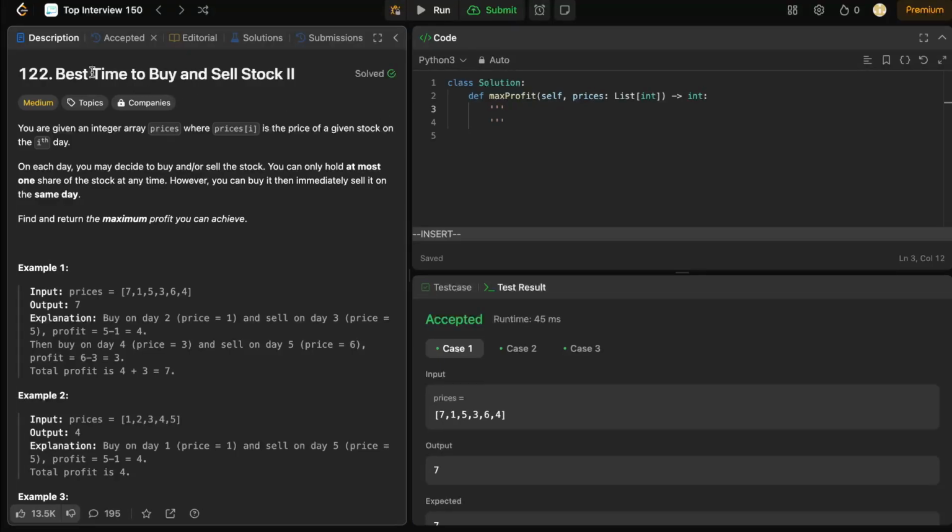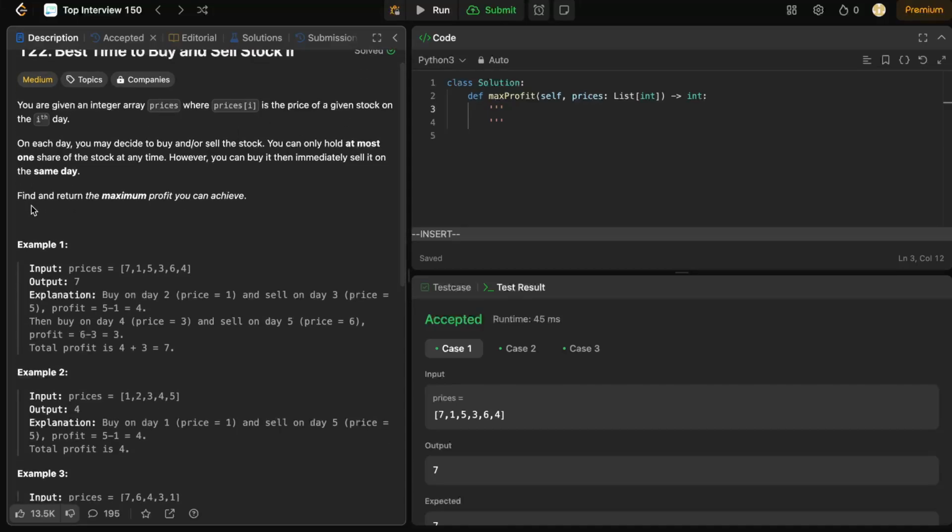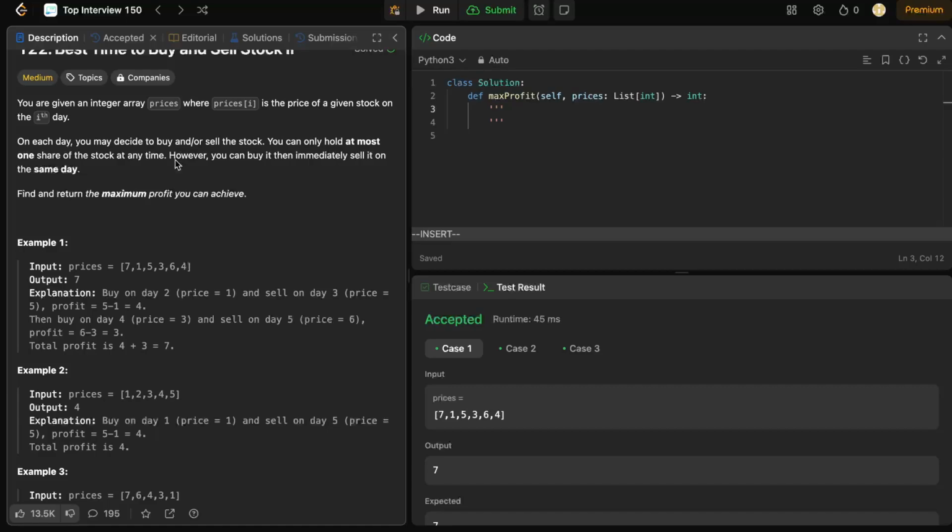Today we're going to be doing Best Time to Buy and Sell Stock 2. So the question is, you're given an integer array prices where prices[i] is the price of a given stock on the ith day. Each day you may decide to buy or sell the stock. You can only hold at most one share of the stock at any time. However, you can buy it and then immediately sell it on the same day.